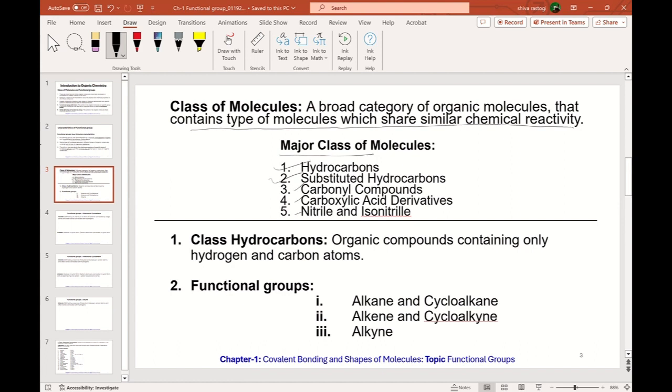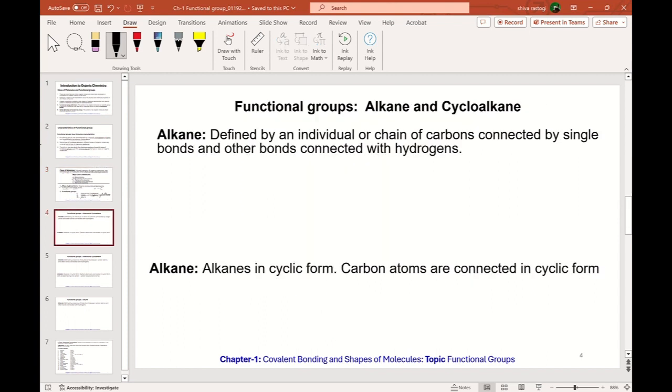So let's talk first about the class of hydrocarbon compounds. These are organic compounds containing only hydrogen and carbon atoms. So only hydrogen and carbon. These are called hydrocarbons. Functional groups that come in this category are alkane, cycloalkane, alkene, cycloalkene, and then alkyne.